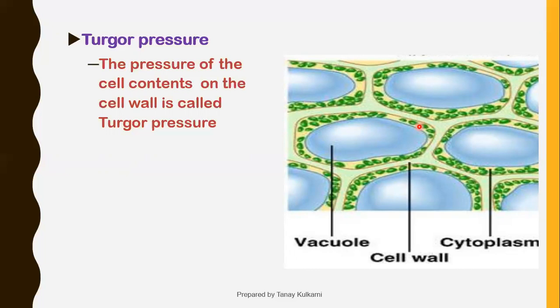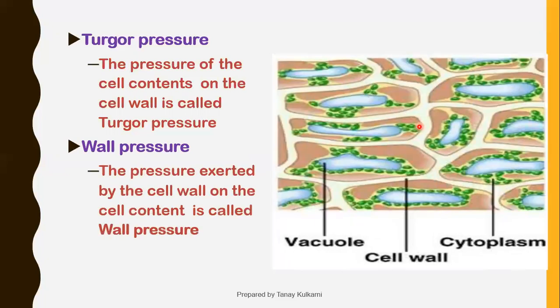Correct? But the pressure of the cell wall is also acting. It means an equal amount of pressure is exerted by the wall on the cell content, and that is called wall pressure. Remember, if at any given time the cell wall is unable to bear the turgor pressure, it will rupture and the cell content will burst out. This is exactly what happens when certain fruits and vegetables sometimes burst naturally on the plant.